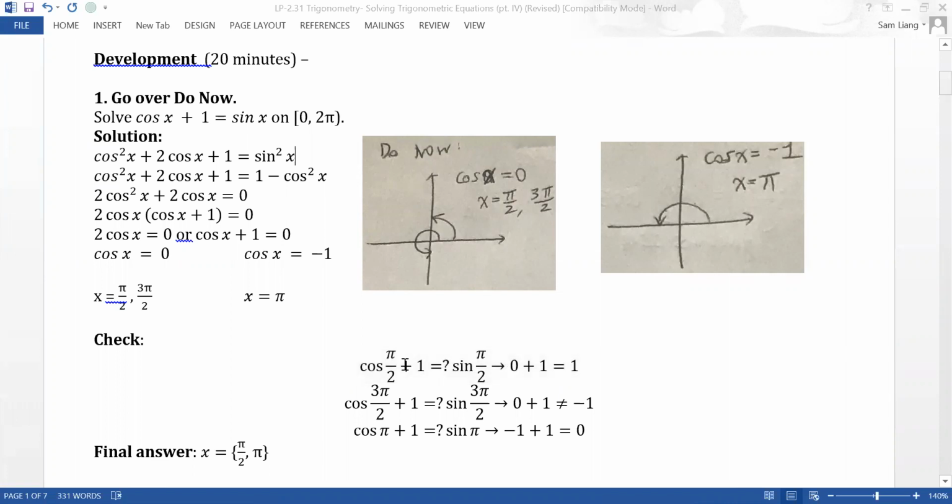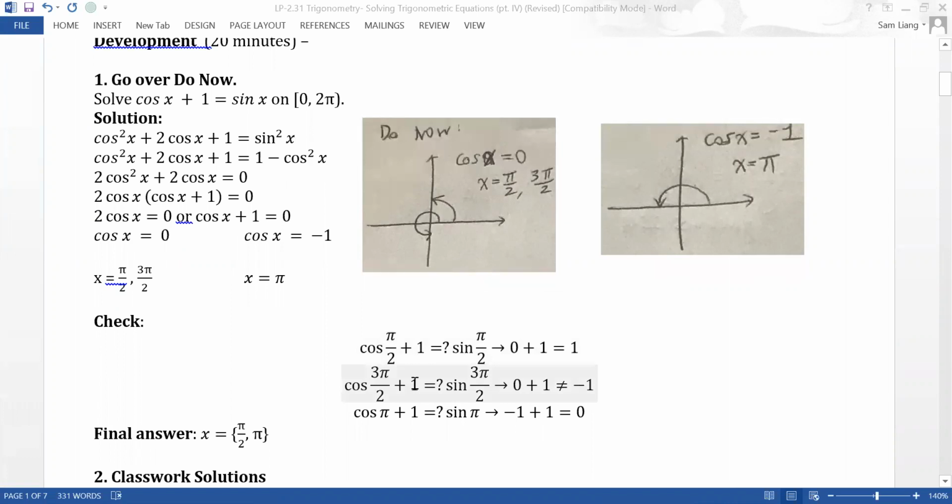Next, we have 3 pi over 2, and then we get 0 plus 1, because cosine 3 pi over 2 is 0. Sine 3 pi over 2, though, is negative 1. So we're going to get 1 is equal to negative 1, which is a false equation, which means that 3 pi over 2 is extraneous. And then lastly, we have cosine of pi plus 1 and sine pi on the right. Cosine pi is negative 1, sine pi is 0. So we get 0 equals 0, which is true. So pi is also a valid solution here. In sum, we have pi over 2 and pi as our final answer.